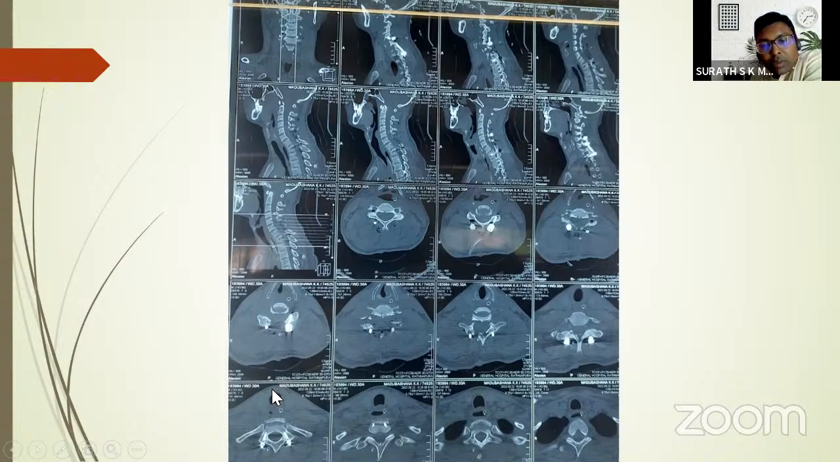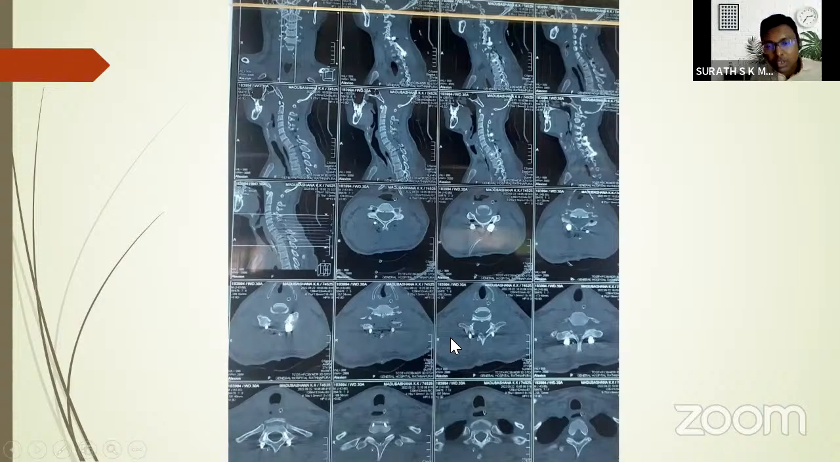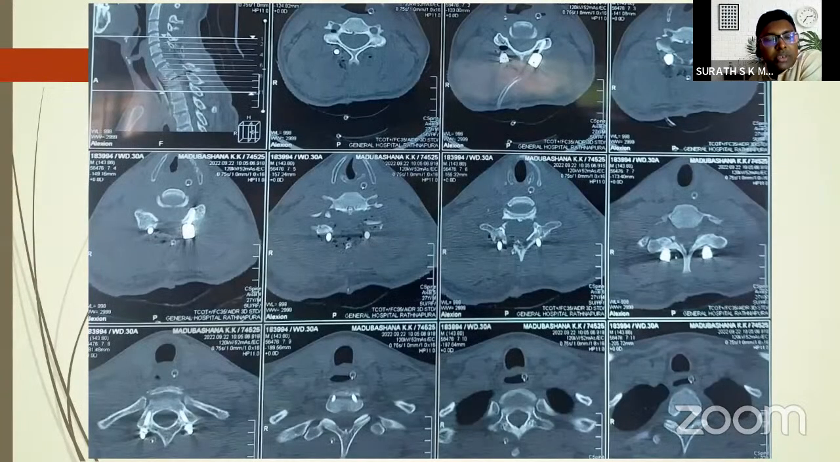Fixation to T1. Unfortunately, you can see the curvature was a little bit reversed in the final X-ray, which is not good, but such things happen. Right, so this is the post-op CT, and he's awaiting the second stage, the anterior approach, when the plates are available.